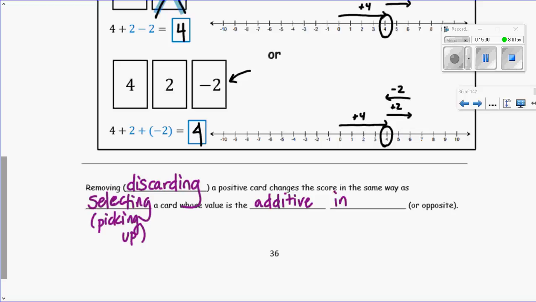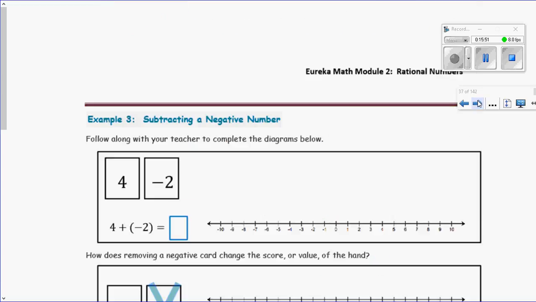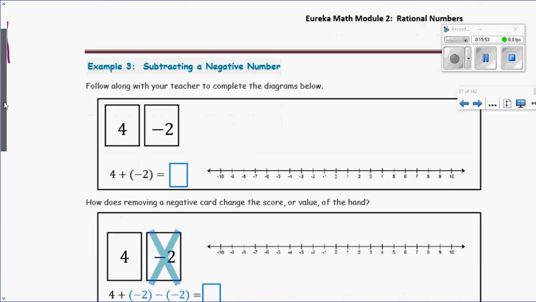And I know you keep seeing that in your workbook. Please underline that and make sure you know that means opposite. I know you've seen that in a few places, so make sure you add that in there. Let's take a look at one other example to see if we can continue making sense of these positives and negatives: adding, selecting, discarding, giving away.